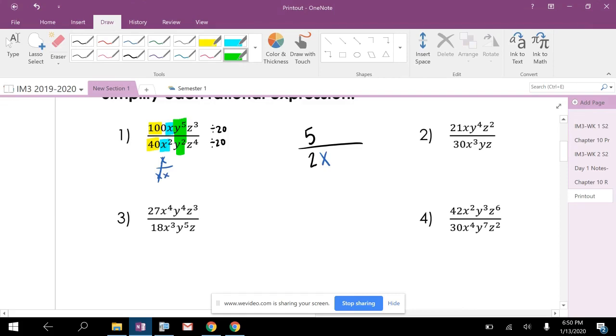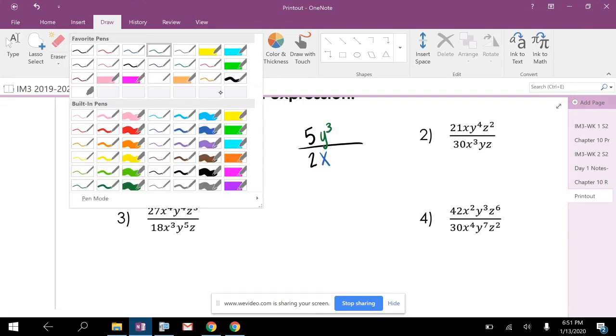In green, I have 5 y's on top and 2 on bottom. What you're technically doing is subtracting. 5 minus 2 gets me 3, so I have 3 y's left over. We just need to figure out where they belong. Do they belong on top, or do they belong on the bottom? Because we have 5 y's on top and 2 on bottom, I'm going to be left with 3 y's, and they're going to be on top because 5 is a bigger number.